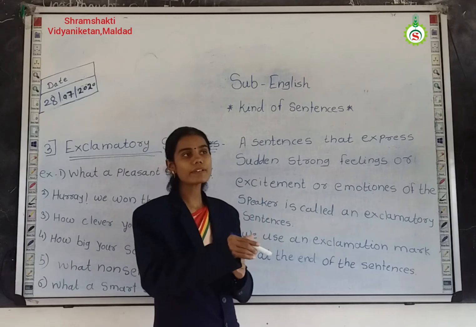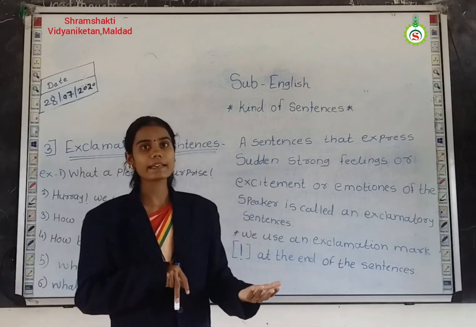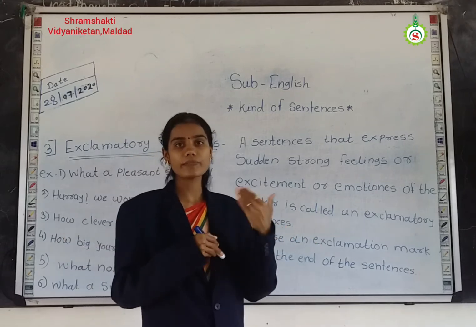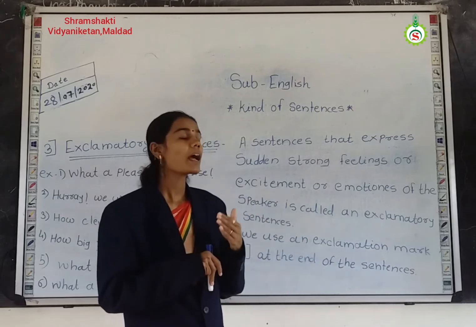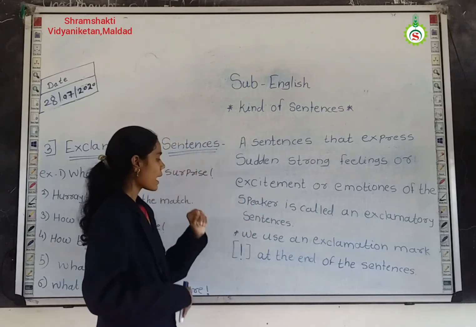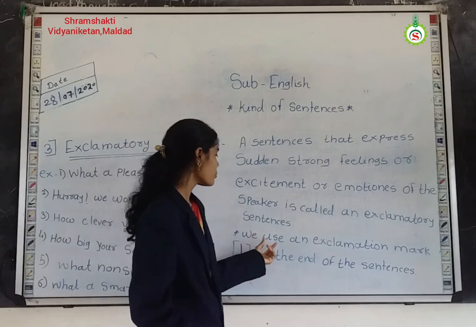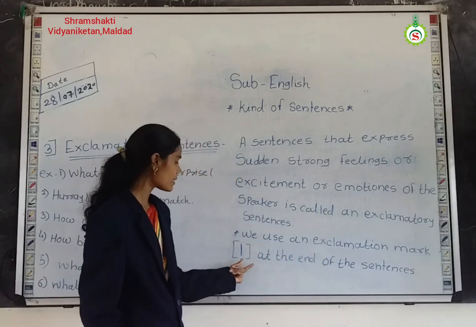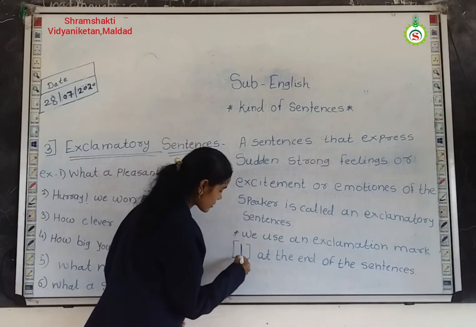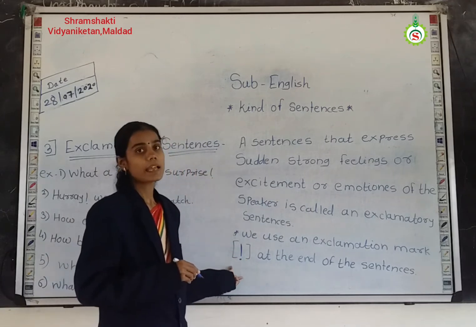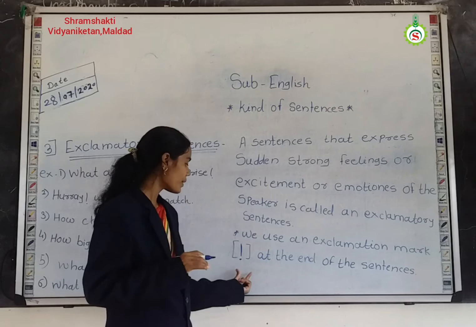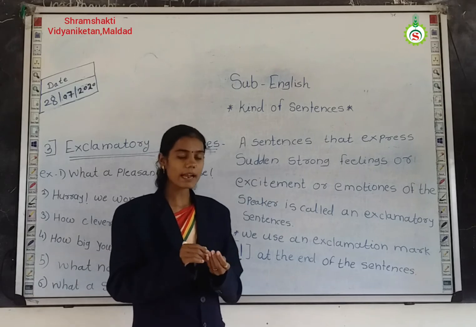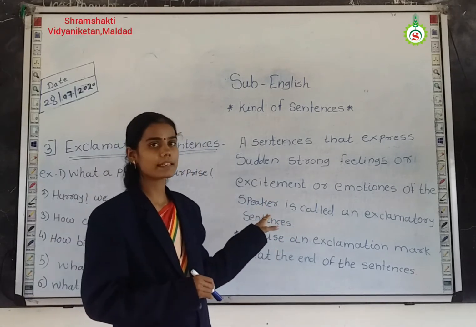So students, when we see some surprise, some very beautiful thing, we express our sudden feeling or our emotions, and at that time we use an exclamatory sentence. And this is very important: we use an exclamation mark at the end of the sentence. So students, this is the exclamation mark. See carefully, like this. At the end of the exclamatory sentence, we use this mark. Okay, and this is called the exclamation mark. So students, you understand the definition of the exclamatory sentence.